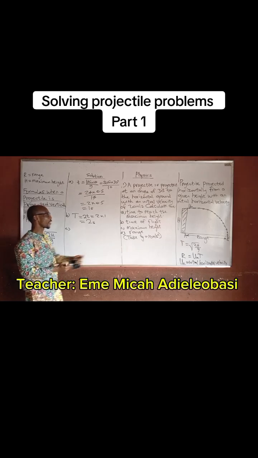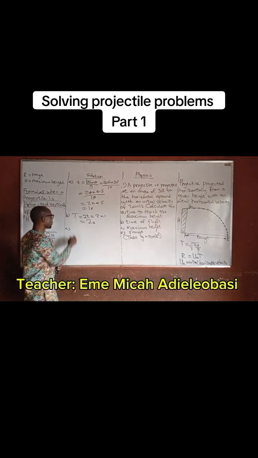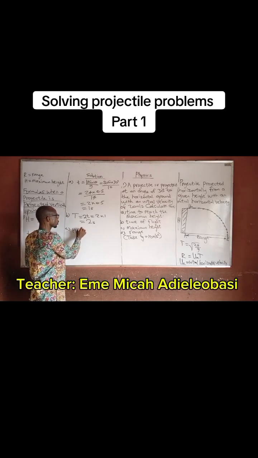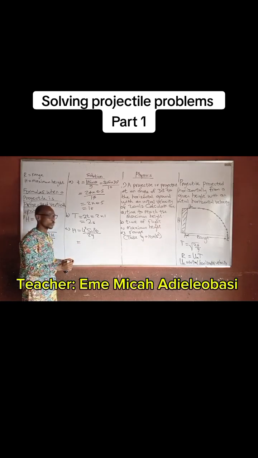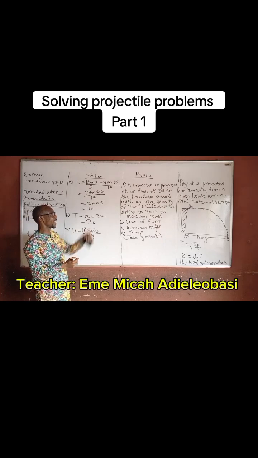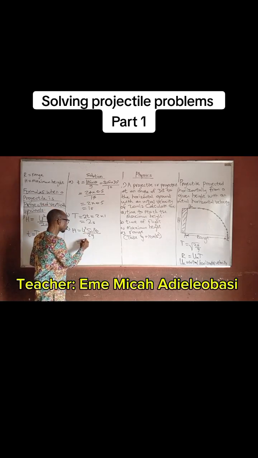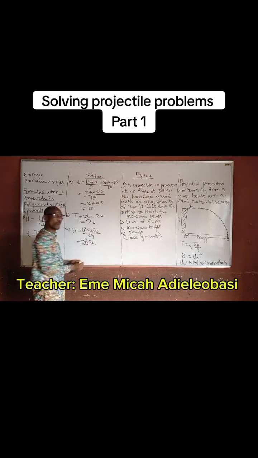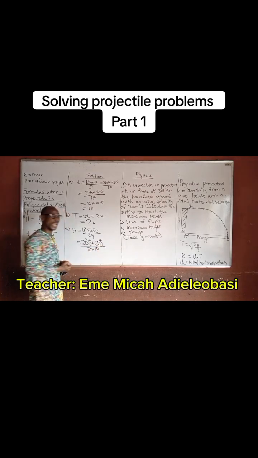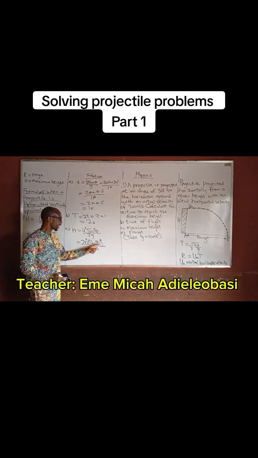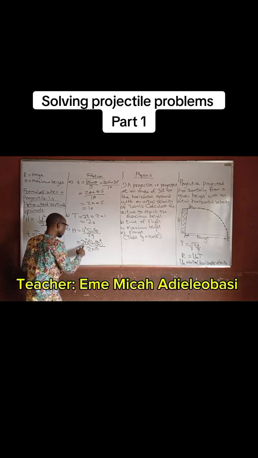C. We have to calculate the maximum height. The maximum height, h, is given by u squared sine squared theta all over 2g. And this is equal to, our u, the initial velocity, is 20. So we now have 20 squared sine squared 30 all over 2 times 10. Sine squared theta means sine theta raised to the power of 2.